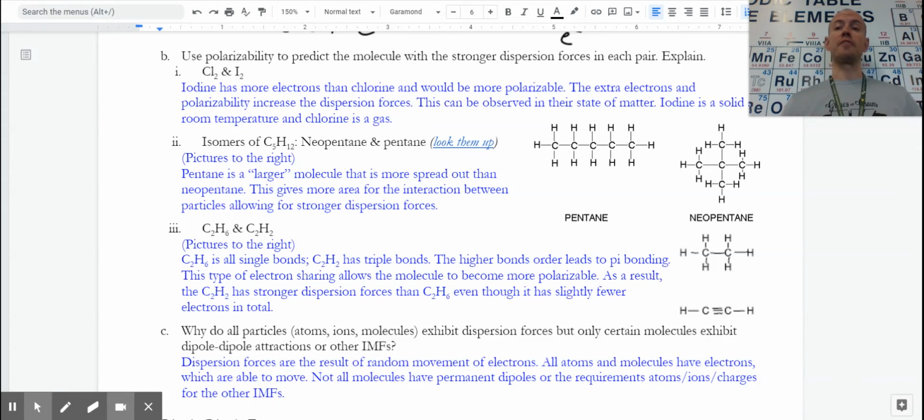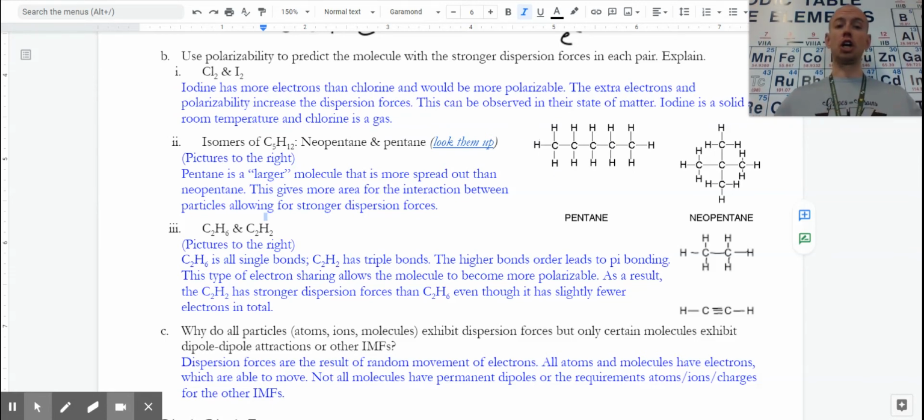Isomers here means two different forms of the same molecule. Pentane and neopentane both have the same formula, C5H12, meaning they have the exact same number of electrons, the exact same number of bonds, and of each atom. Both of these are just carbons and hydrogens, meaning they're both nonpolar. So the only attractions or only forces between them are dispersion forces.